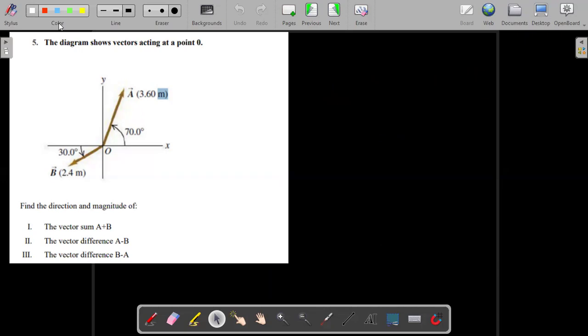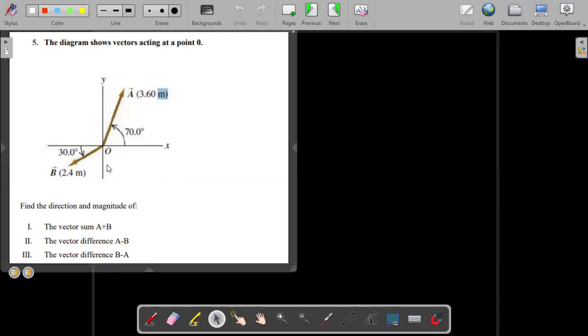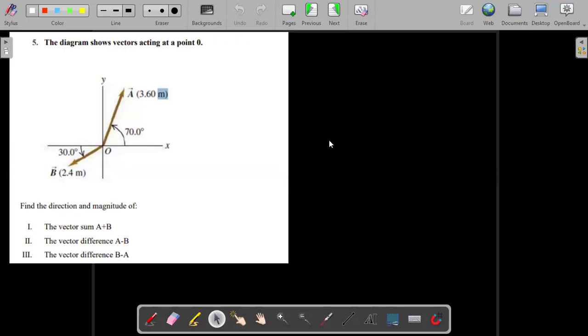So we have this question and it reads: the diagram shows vectors acting at a point O, which is here at the center. Then they're telling us to find the direction and the magnitude of the vector sum A plus B, the vector difference A minus B, and the vector difference B minus A. So we are told to find that. What are we going to do?